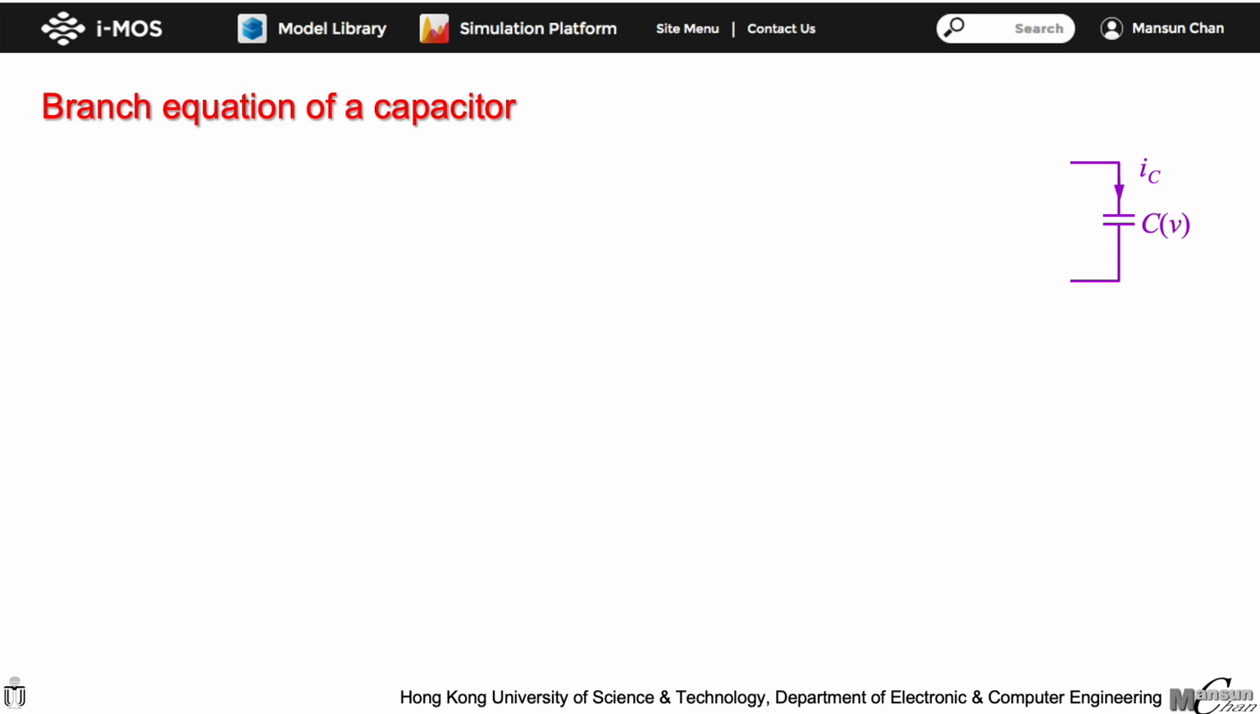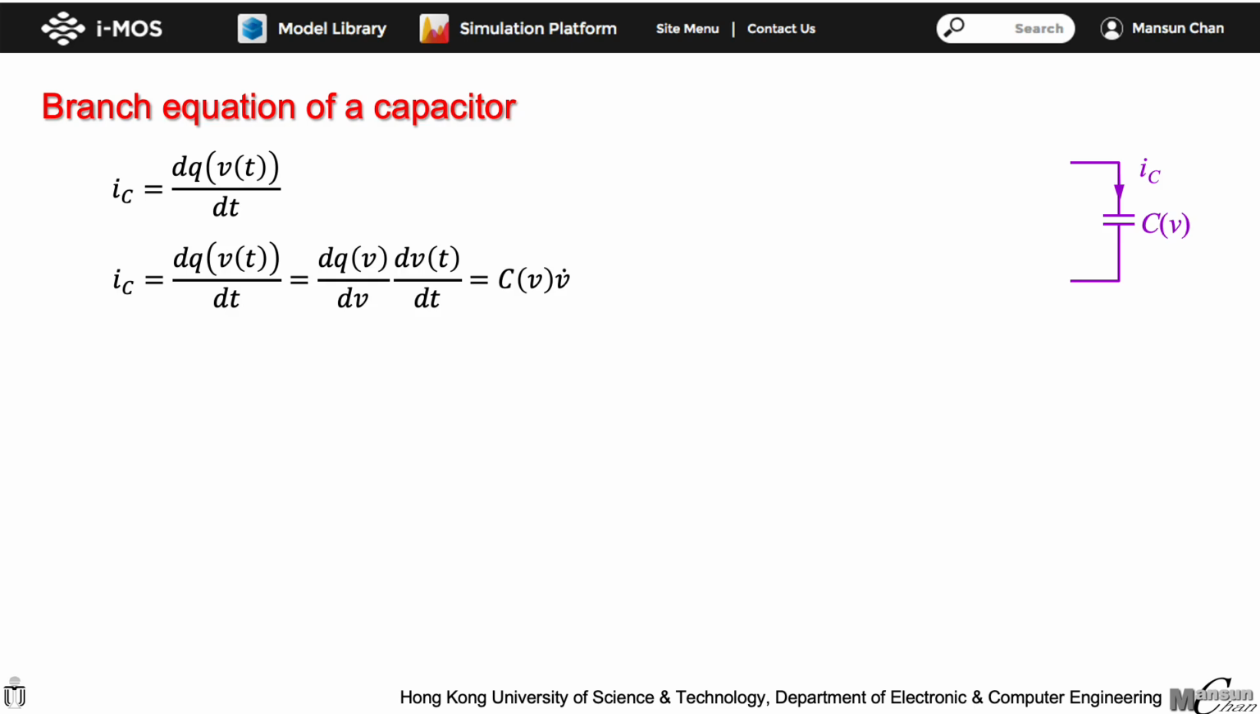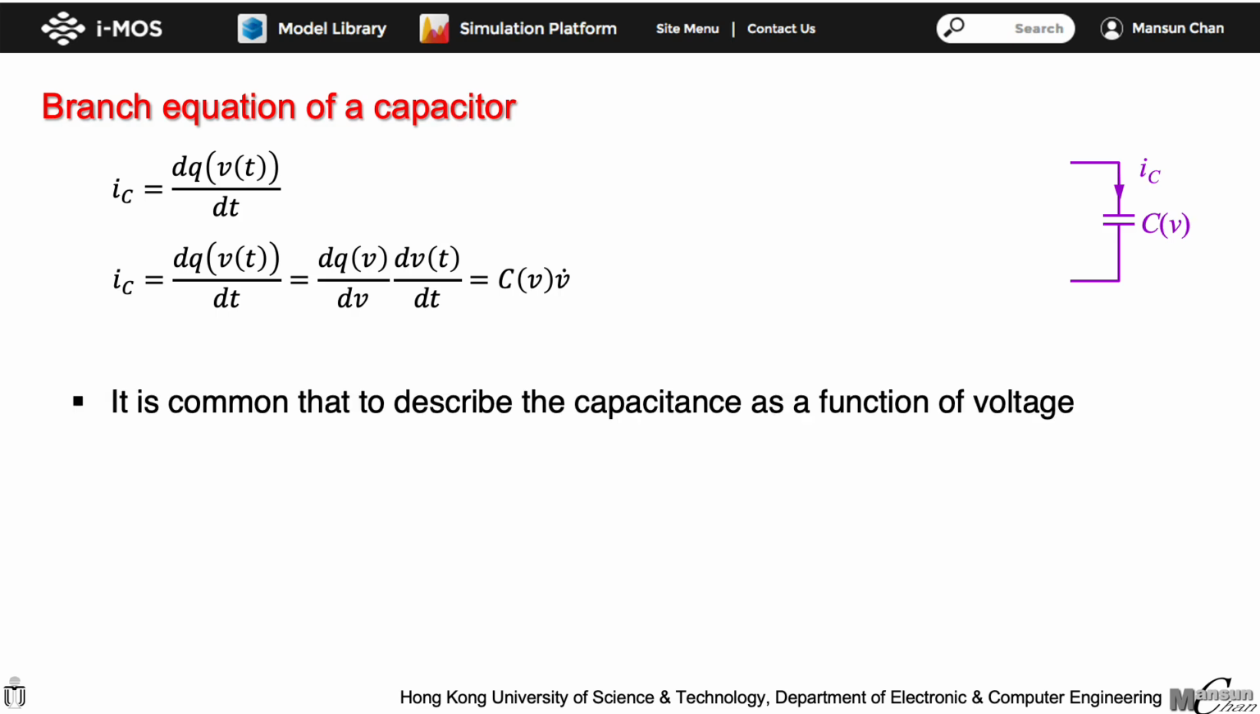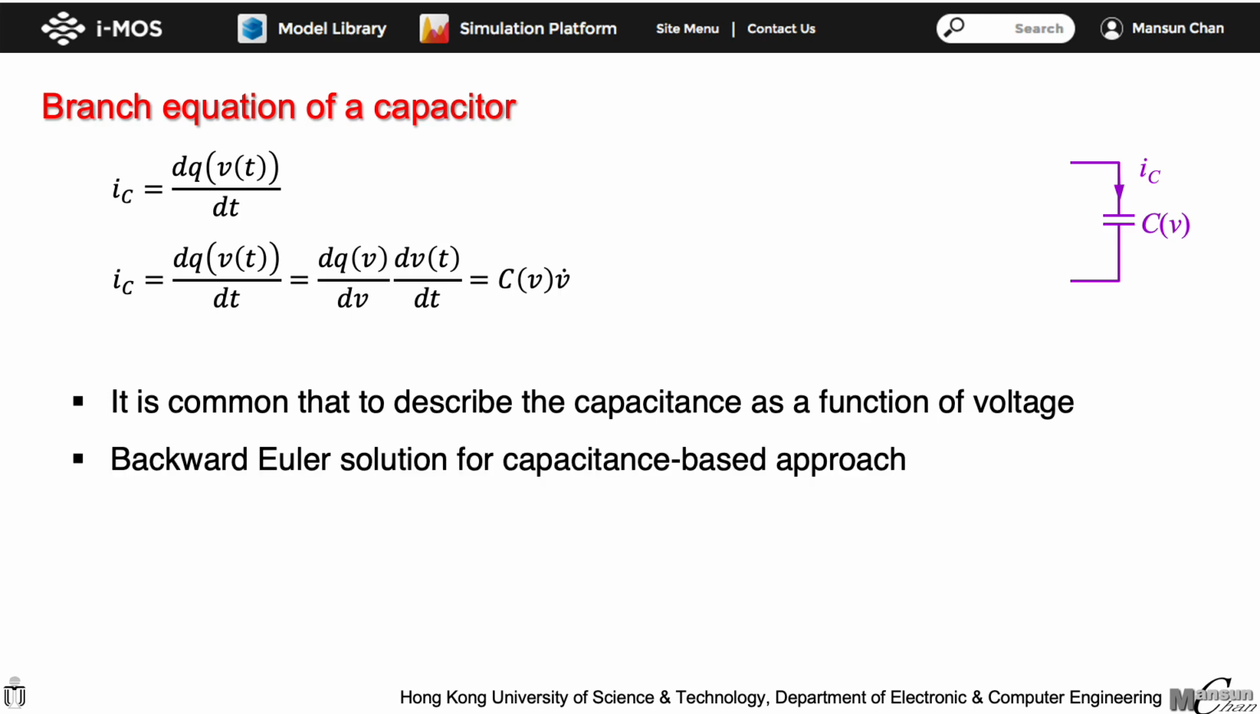A more important cause of charge non-conservation is coming from the implementation of the branch equation of the capacitor itself. If we look at the branch current of a capacitor, it is given by the time derivative of the charge. We can apply the chain rule and express the current as the capacitance times the time derivative of the voltage. In this case, the characteristic of the capacitance as a function of voltage is used to describe the capacitor. For example, if backward Euler is used, the solution of the current at time ti is given by the equation shown here, in terms of the branch voltage.